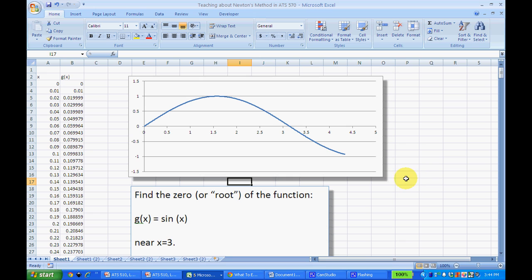Now, I have a spreadsheet. It's called Teaching About Newton's Method in ATS 570, and it'll be available to you on Blue Line, which will be helpful to you as well. Here's our first problem.